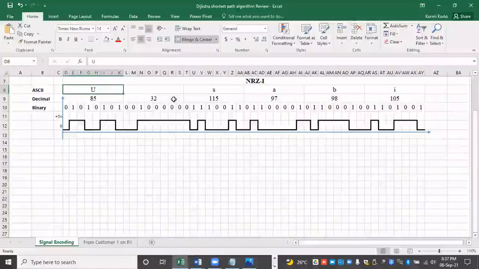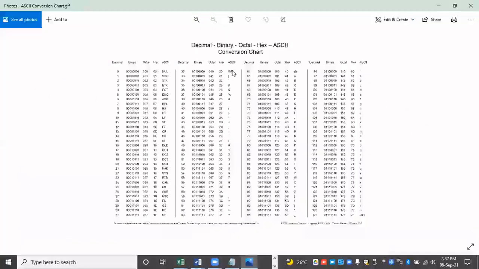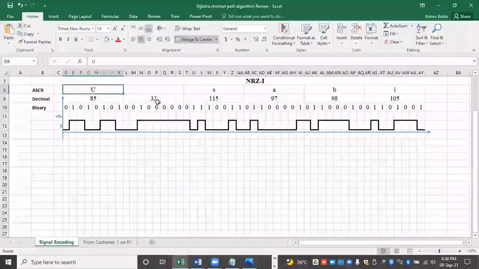32 corresponds to a space. 32 decimal is actually an ASCII of space, SP, space. When you type the space bar, that's the decimal value of it. And obviously has this binary, which is 001, 0000000. So that's what you see over here, 001 and all zeros.